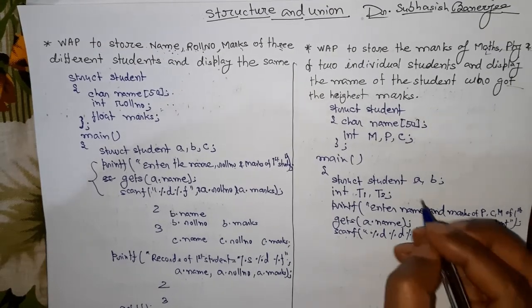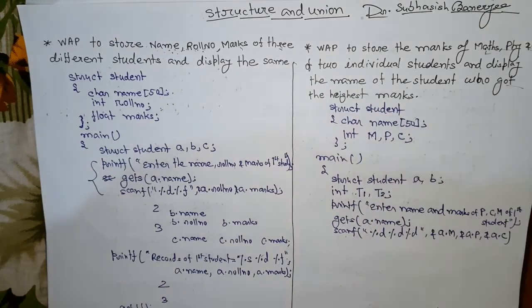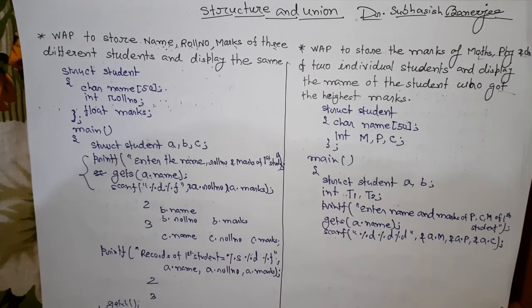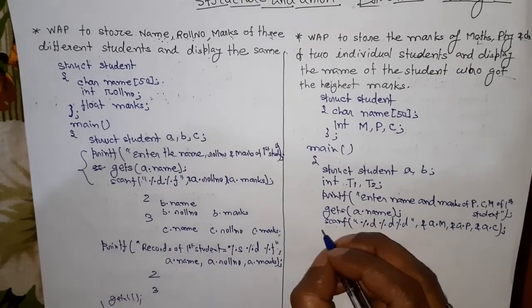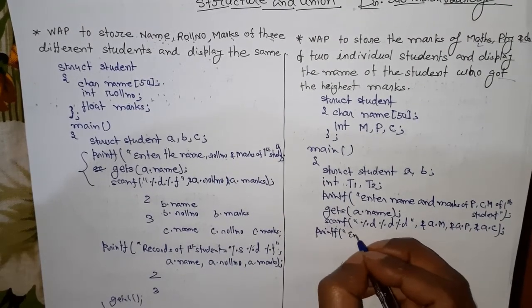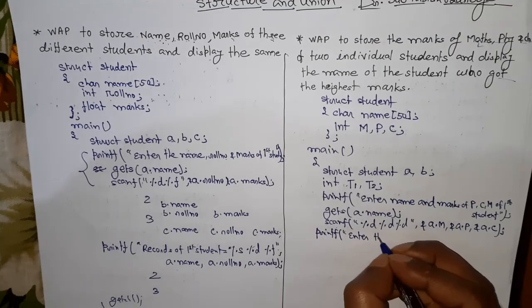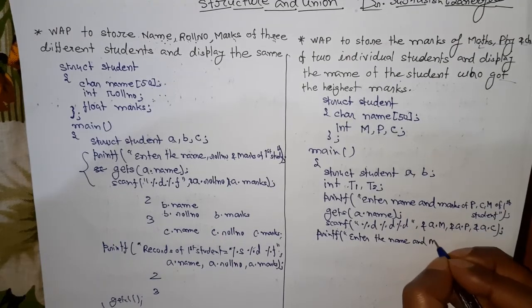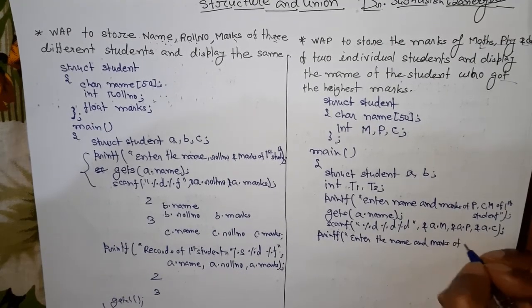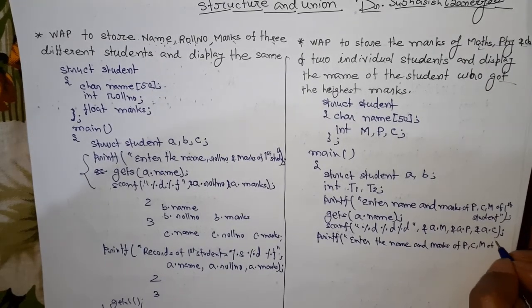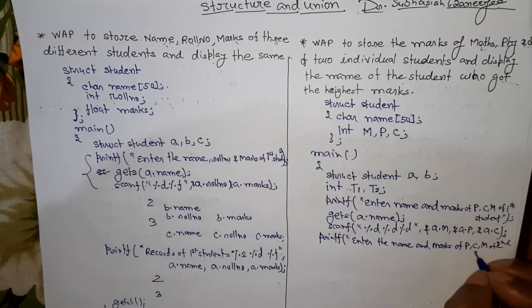So the dot operator is basically used to access these data elements. Here the marks of the first student have been stored. Similarly, we may store the record about the second student as well. So we may ask the user printf enter the name and marks of physics, chemistry, and mathematics of second student.